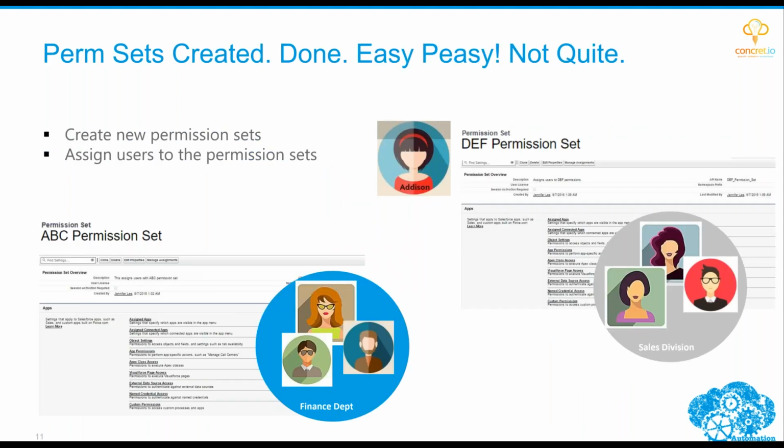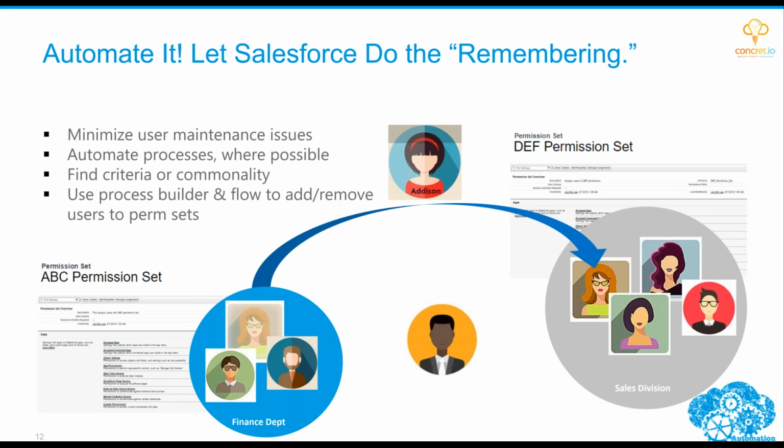So what Addison does is she creates the ABC permission set and assigns it to the finance department, and she creates a DEF permission set and assigns it to the sales division users. So easy peasy, done, right? But not really. Because we're all human, right?